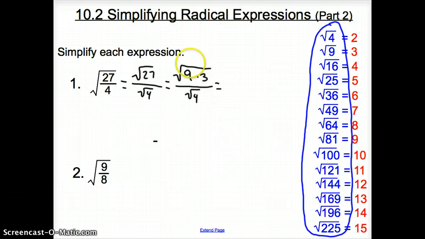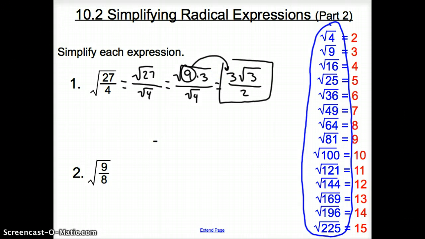So now the square root of 9 turns into what? The square root of 9 turns into 3, and then we still have this 3 inside the square root, and then the square root of 4 is 2. And so then we just simplified this expression.